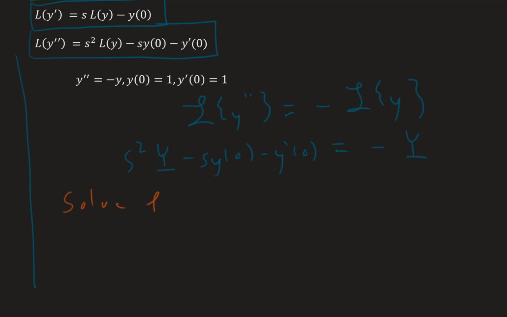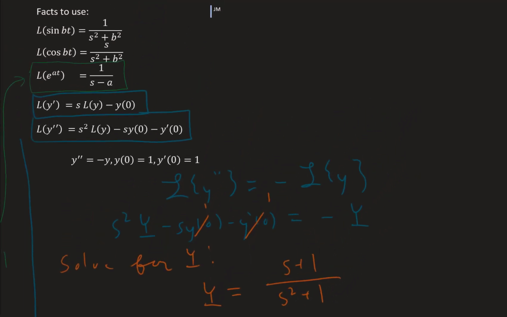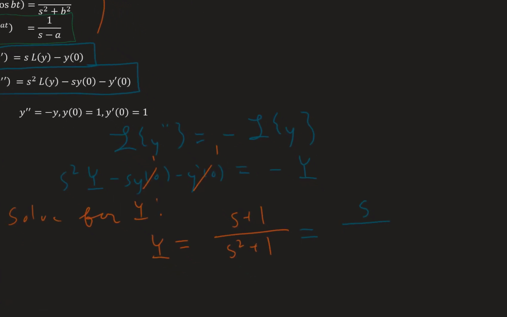Once again, if we solve this expression for big Y, and of course plug in our initial conditions, which in this case are 1 and 1, then we end up with (s plus 1) over (s squared plus 1). If we compare this result with our formulas from class, we can see that we have something which looks like a sum of the formulas for the Laplace of sine and the Laplace of cosine of t. So we need to take this one step further and break this up as s over (s squared plus 1) plus 1 over (s squared plus 1).